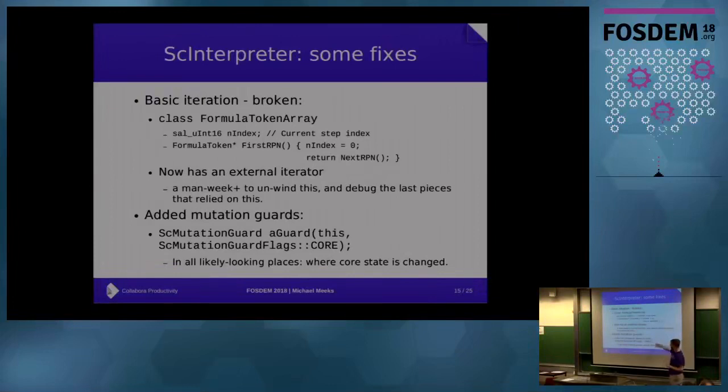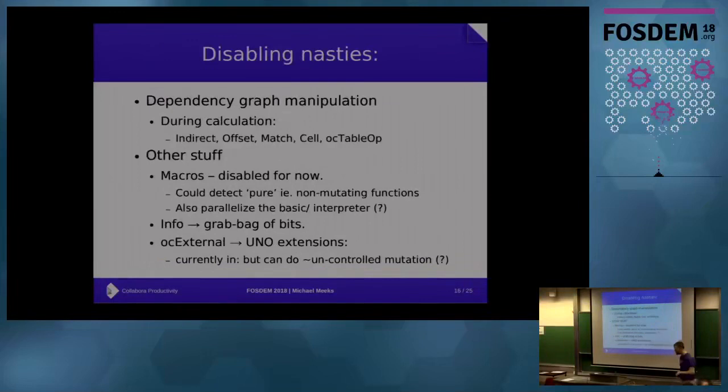We have mutation guards everywhere that are essentially designed to sort of crash and lock hard, if they ever see a mutation that occurs while this threaded calculation is going on. And so we sprinkle those liberally in scary-looking places. So by turning various things off, indirect, offset, match, and so on, and actually VLOOKUP and HLOOKUP generate new dependencies as they calculate. So turn those off.